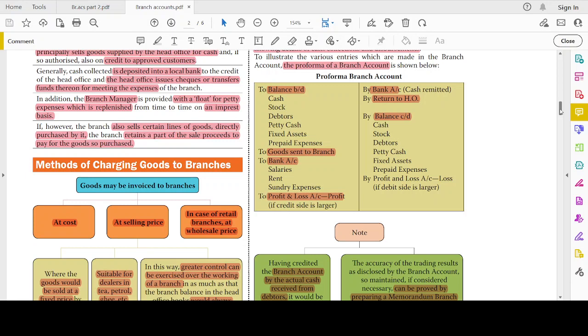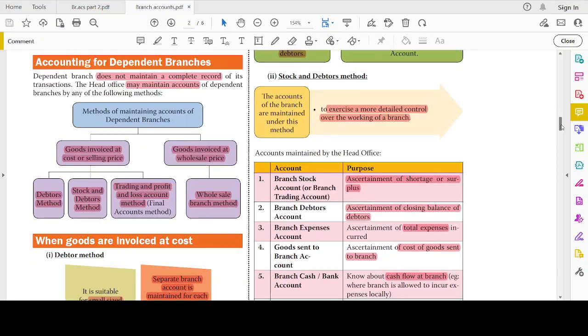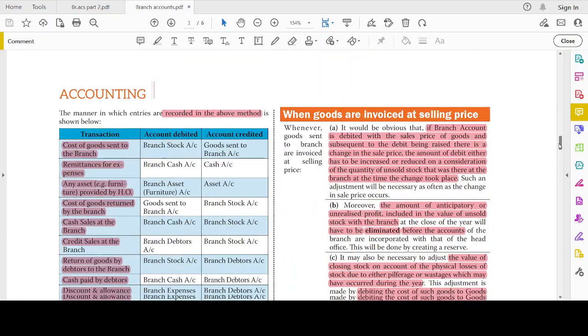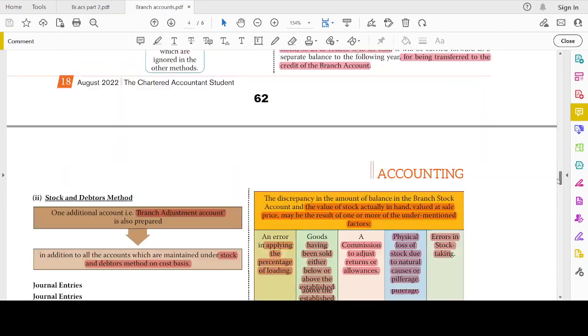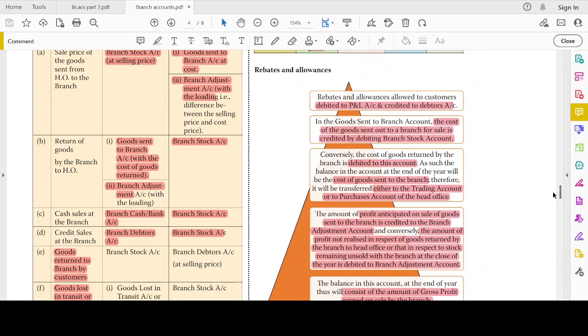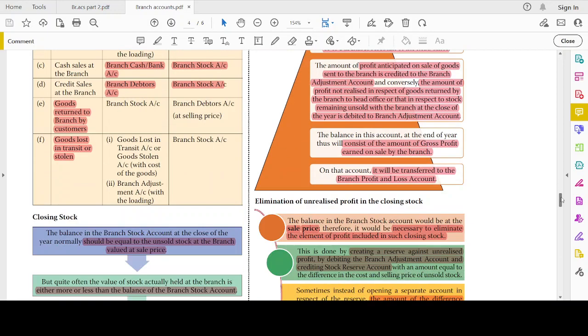Before that, we understood that goods can be invoiced at the branches either at cost or at selling price, and in the case of retail branches, it can be at a wholesale price. Then we saw the journal entries for each method and each basis of accounting, and then we discussed the treatment of rebates and allowances. Rebates and allowances will be debited to P&L and credited to the customer's account, right?